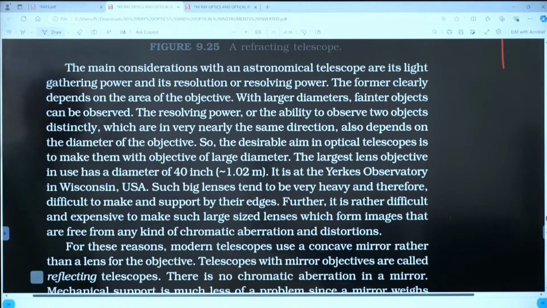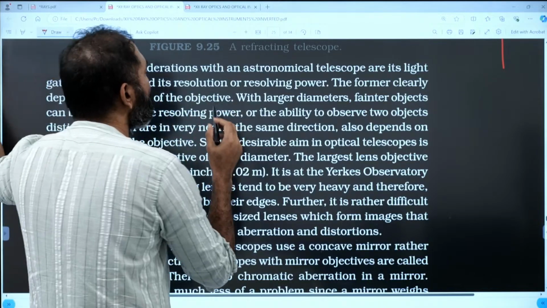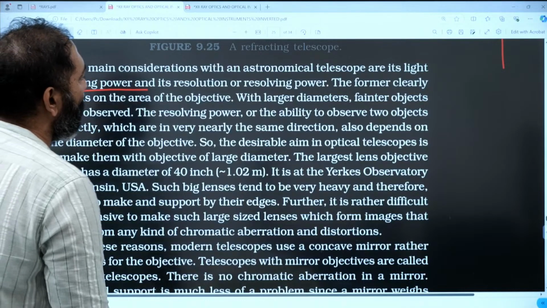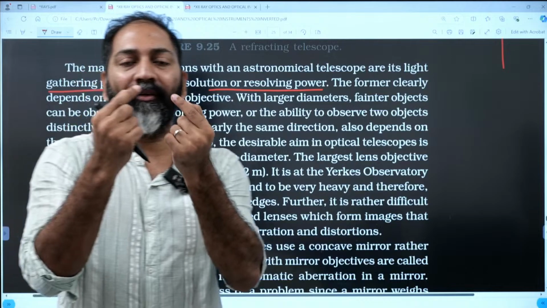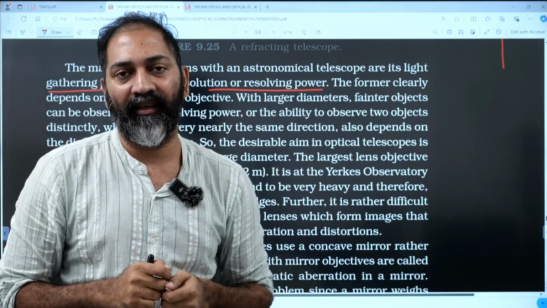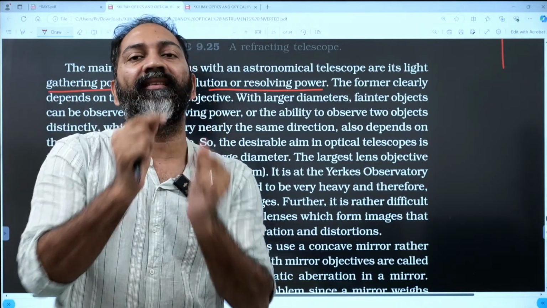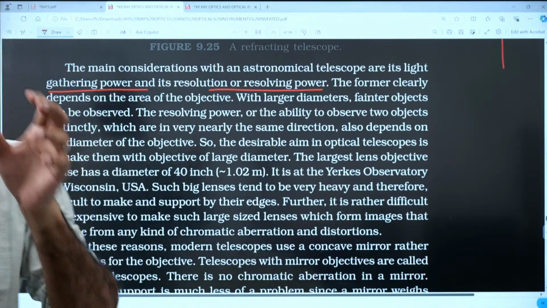The main consideration with an astronomical telescope are its light gathering power and its resolution or resolving power. So, when you go to purchase an astronomical telescope, what is the main consideration in your mind? How much light is able to gather, and what is its resolution or resolving power? What is the resolving power? Whether the telescope is able to distinguish between two different objects. A good quality telescope means what? Even if the objects are very close, still this telescope should be able to identify these objects separately.